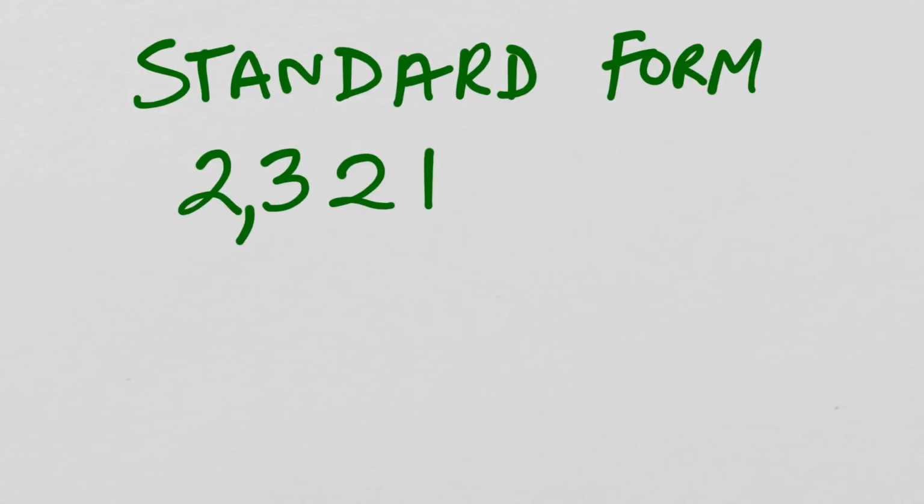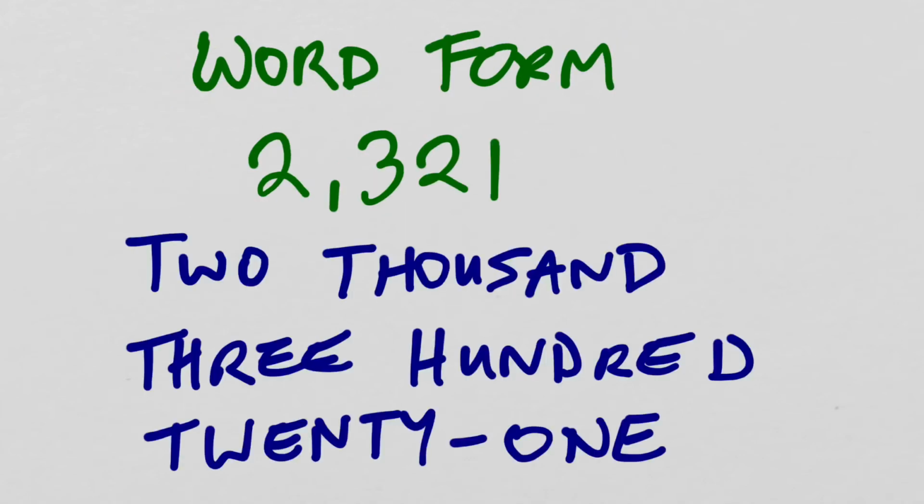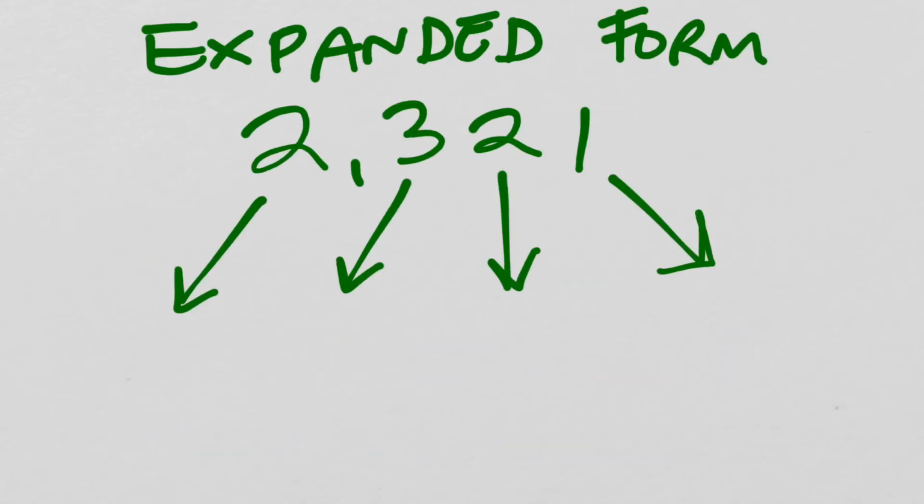Now, there are other ways to write them. We could write them as words. This is called word form. So just like you'd say it, 2,321, you just write the words for that. Okay, so that's word form. Now the third form that we're going to look at is expanded form.